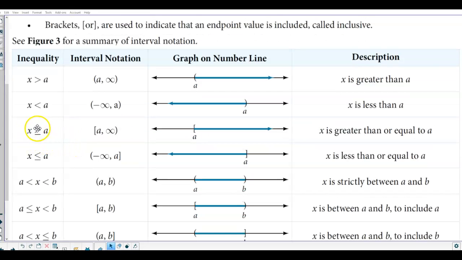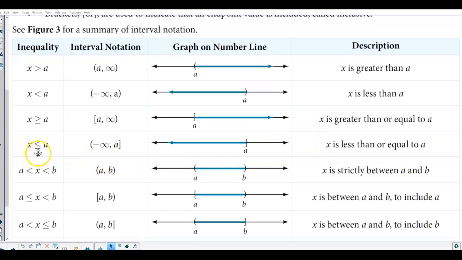Next we have x is greater than or equal to a. So here we have a bracket at a going towards positive infinity. And again, the description of the graph is that x is greater than or equal to a. Next we have x is less than or equal to a. Well, we're starting at negative infinity and going to a with a bracket. So that means from negative infinity all the way to a is x is less than or equal to a.